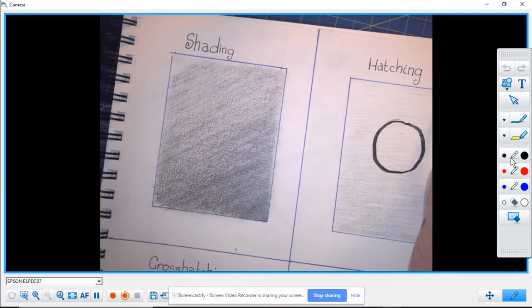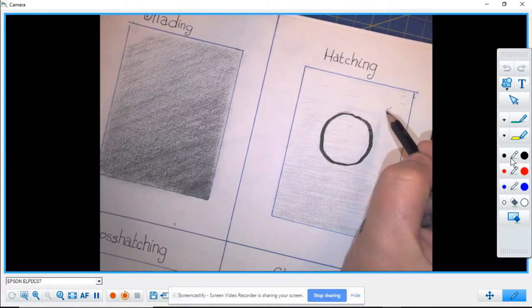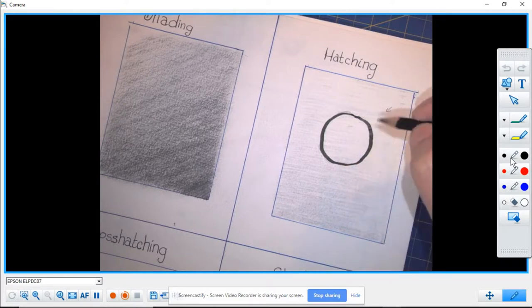Now, what I'm going to do is I am going to create a little arrow up at the top, and this is going to be my light source. So this is where the image is going to be the brightest.